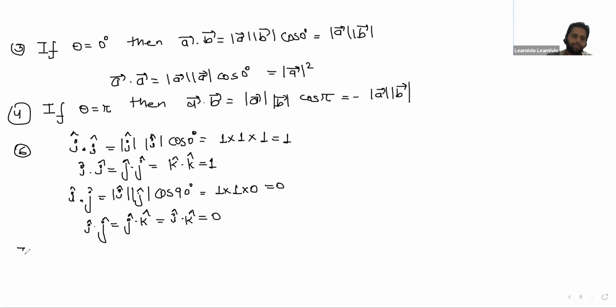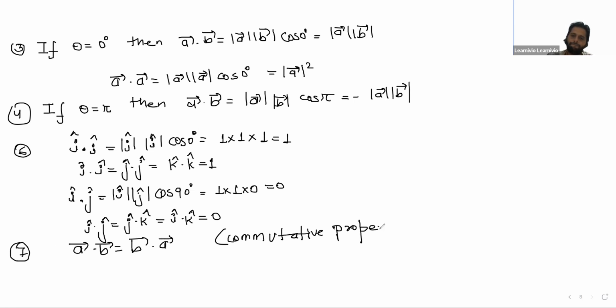Okay. Now the last result is about the dot product, the scalar product. A dot B is equal to B dot A. Okay, it follows the commutative property. Now please note down this and let me know once it is done.